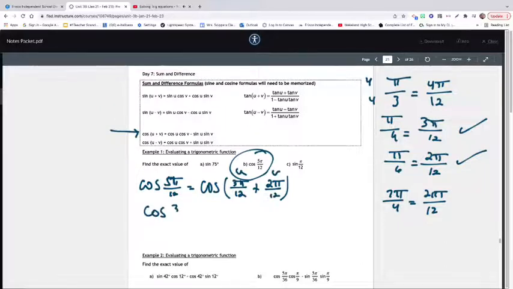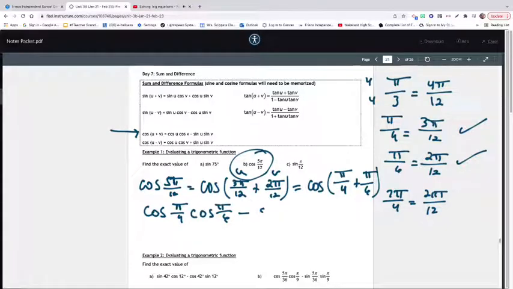So cosine of 3 pi over 12, well, I don't want to think about them as 3 pi over 12 anymore. I want to think about it as pi over 4. And 2 pi over 12 is the same thing as pi over 6. So think about them in those terms. So cosine of pi over 4 times cosine of pi over 6. Different signs with cosine. So now sine pi over 4, sine pi over 6.